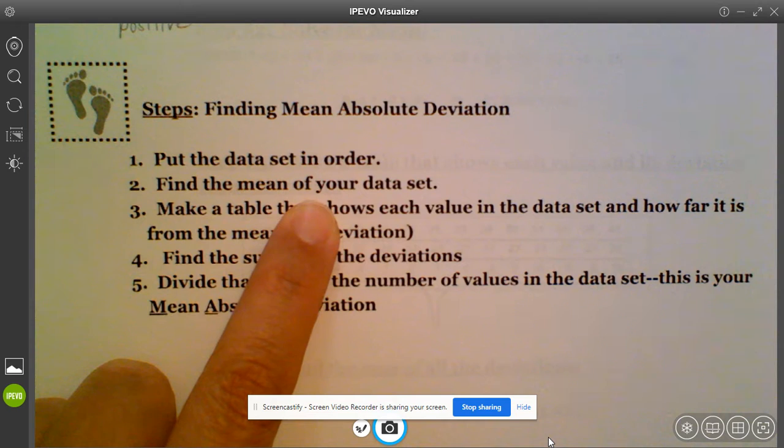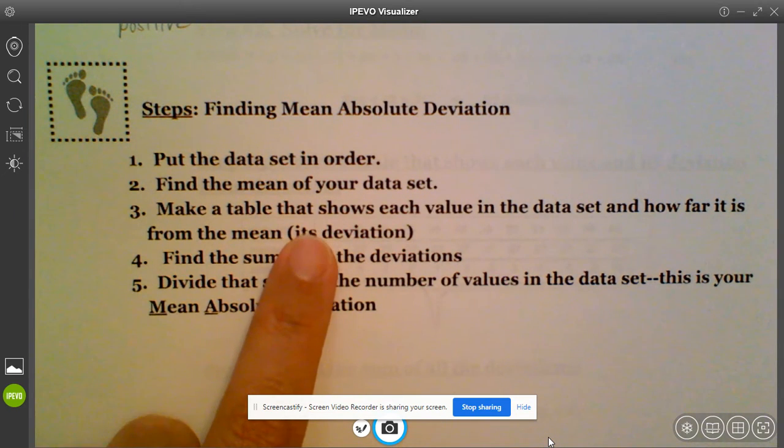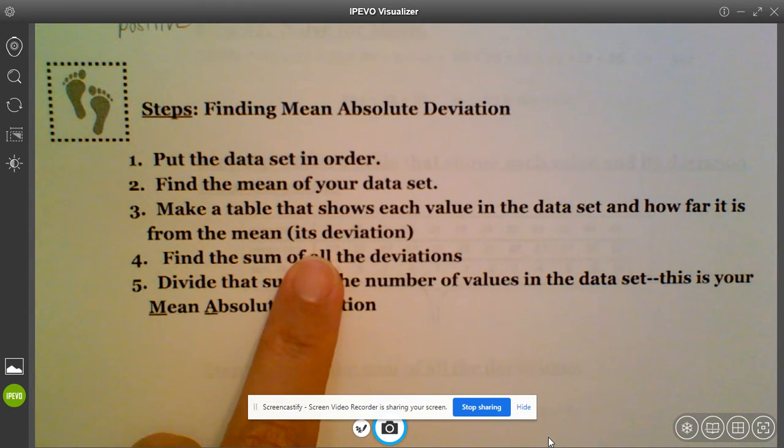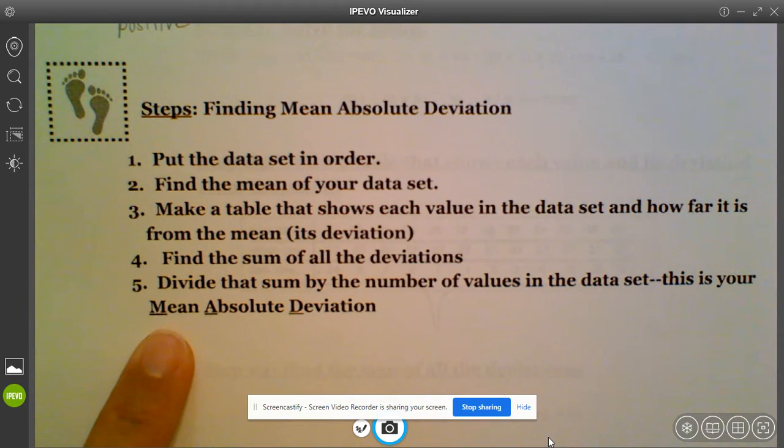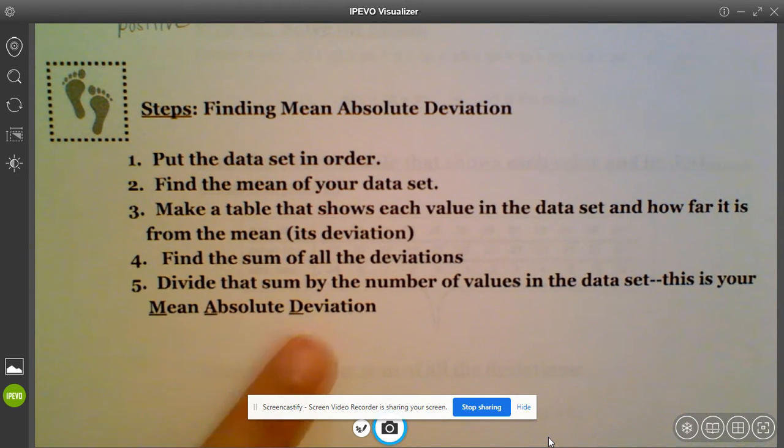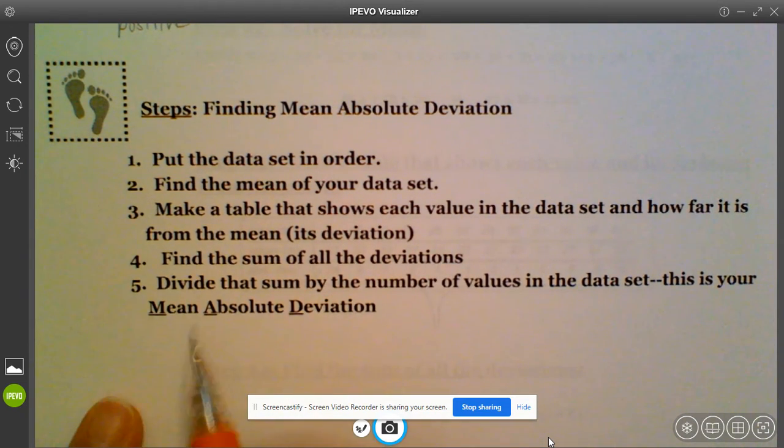You'll find the mean of your data set. You'll make a table that shows each value and how far away it is from the mean. You'll find the sum of all your deviations and you'll divide by the number of numbers. So it's the average of the positive distances from the mean, okay? The positive distances from the mean.